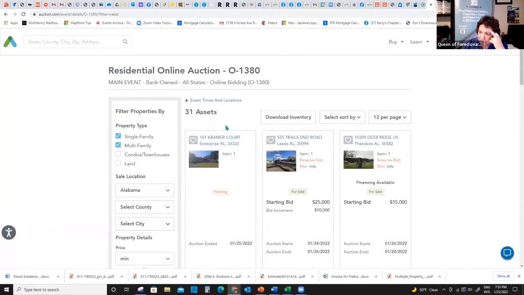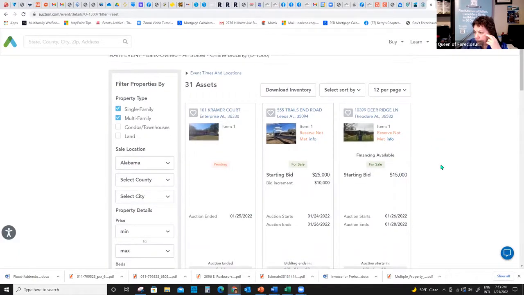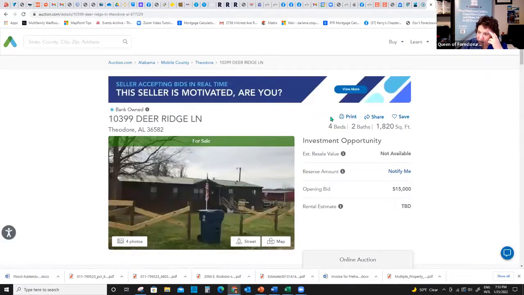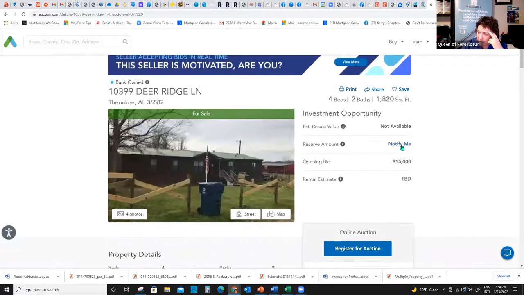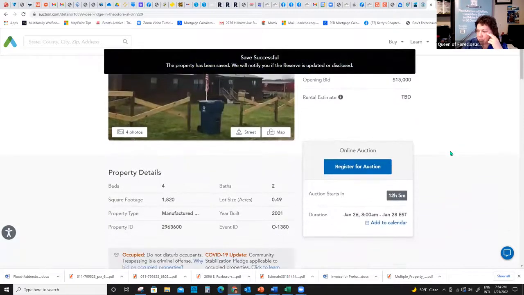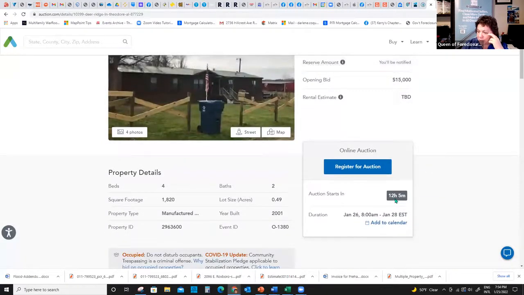There's 31 assets. So now what I'm going to do is go in here and look at this starting bid. Look at this one right here. This is amazing. 4-bedroom, 2-bath, 1820 square feet. And notify me what the reserve amount is. The opening bid is $15,000. The auction starts in 12 hours. So when we talk about calendar, now this is a manufactured home, but that's okay. $15,000 is the opening bid. This is what I was talking about, opening bids.